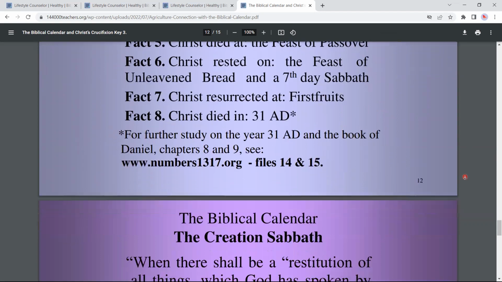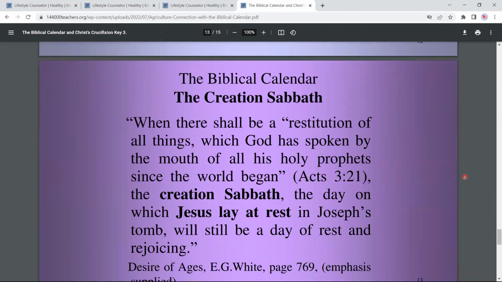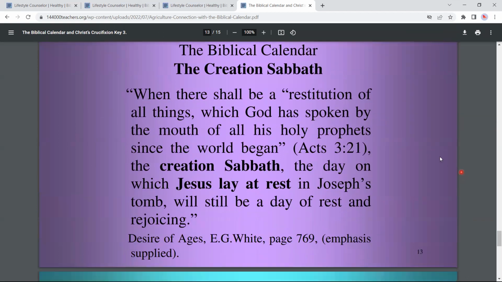The biblical calendar, the Creation Sabbath. When there shall be a restitution of all things which God has spoken by the mouth of all his holy prophets since the world began, the Creation Sabbath, the day on which Jesus lay at rest in Joseph's tomb, will still be a day of rest and rejoicing. This is taken from Desire of Ages, page 769.